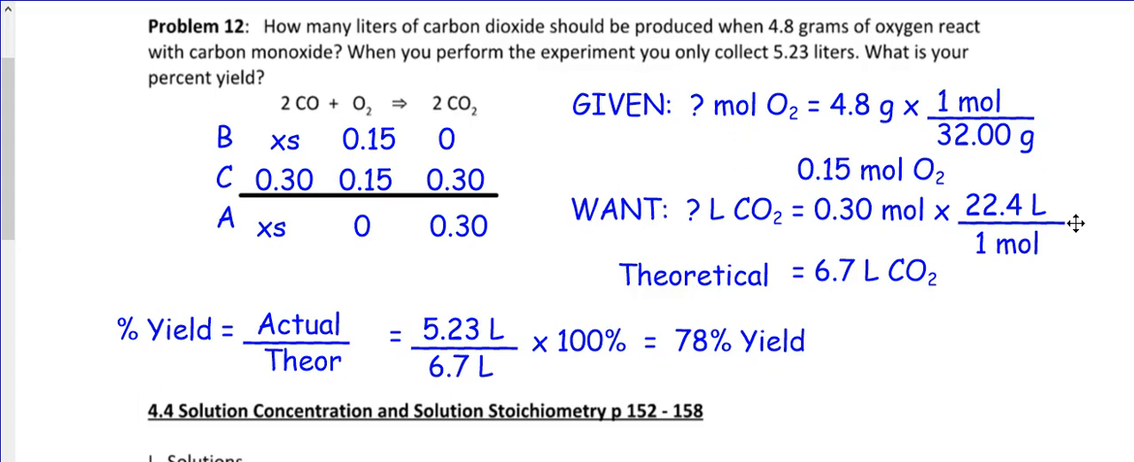But now what they asked me for is my percent yield, which is again actual over theoretical. I actually made 5.23 liters. I theoretically should produce 6.7 liters times 100%, and I get 78% yield. Wait a minute, what about my sig figs? Well, look here. I have only 2 sig figs here, which I carried through with my moles, which I carried through with my liters. So what's the rule when you divide? You have 3 sig figs, 2 sig figs. My answer should have 2 sig figs.